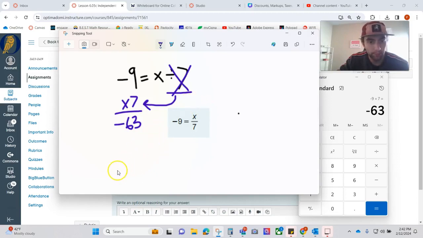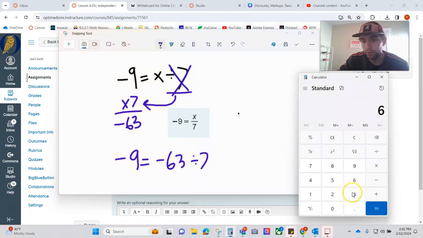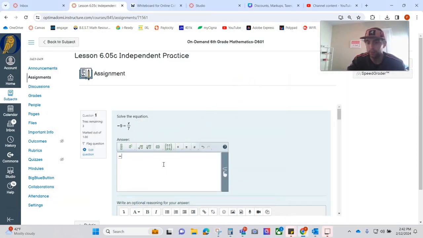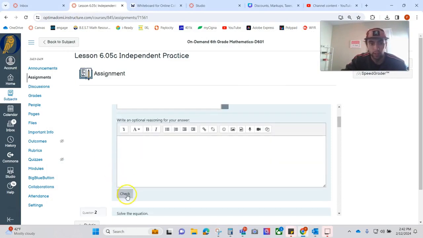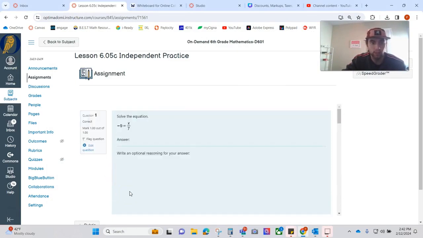Now, if you don't believe Monsieur Calculator, let's replace the mystery number with our potential correct answer and see if we get a true statement. Does negative 63 divided by 7 equal negative 9? Yep, true statement. So negative 63 is our correct answer.